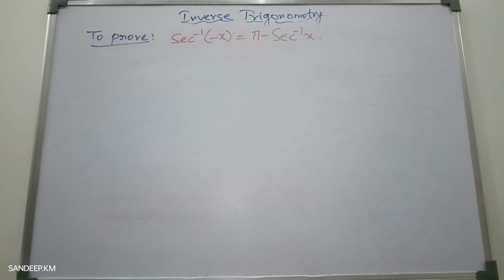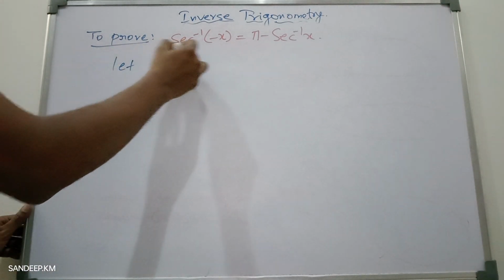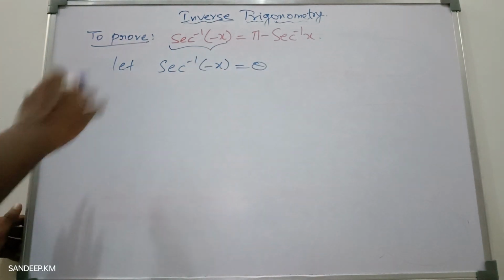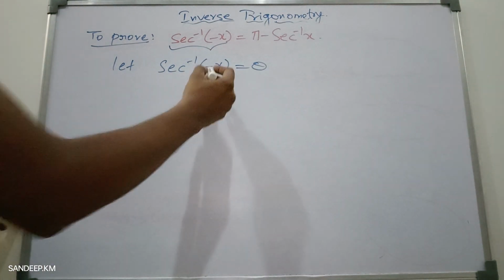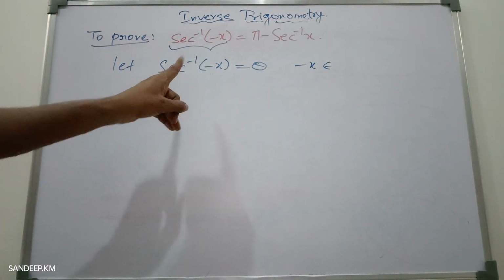Secant inverse of minus x is equal to pi minus secant inverse of x. Now let us see how. Very easy. We'll start. We'll let secant inverse of minus x be equal to theta, just like the previous proof. Now, minus x belongs to the domain of the secant inverse function.